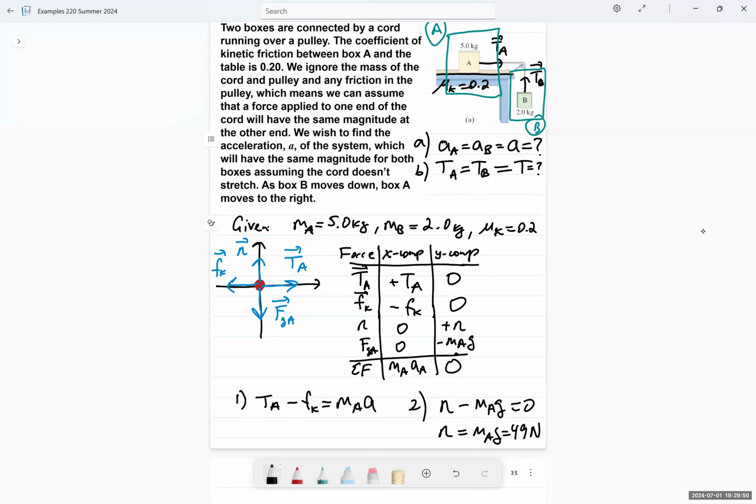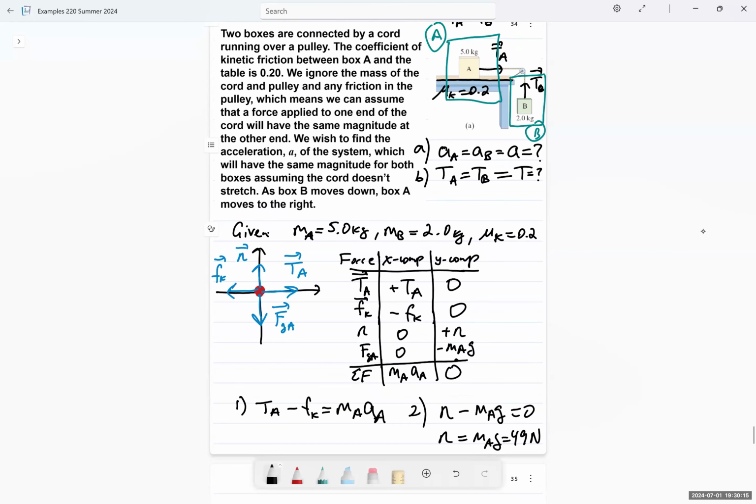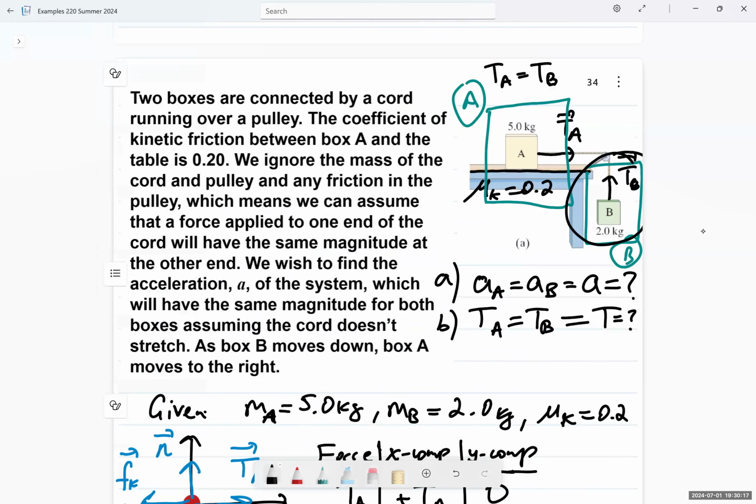All right, so then what we have here is equation 1. There's not much I can do with that because I have two unknowns. I don't know the tension in A, and I don't have the acceleration. So those two things are unknown to me. I'm going to keep that like that for now, and then go to system B and see what I can do with that. System B is pretty much just box B.